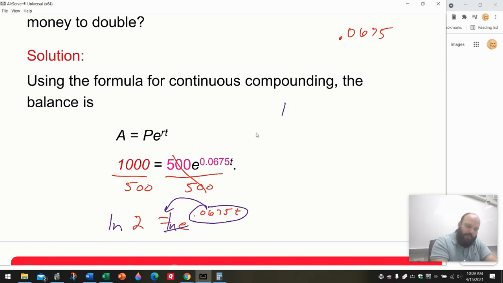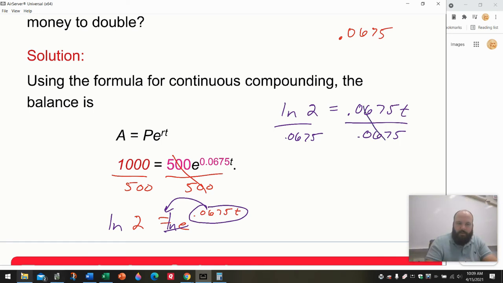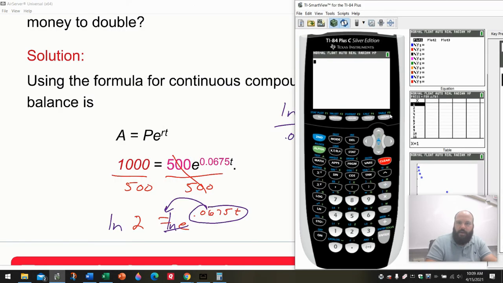So what we're left with here then is natural log of 2 is equal to 0.0675t. Now, from there, we need to solve for t by simply dividing both sides by 0.0675. And we can grab our calculator to do that. And you can see that I will take and divide natural log of 2 by 0.0675.